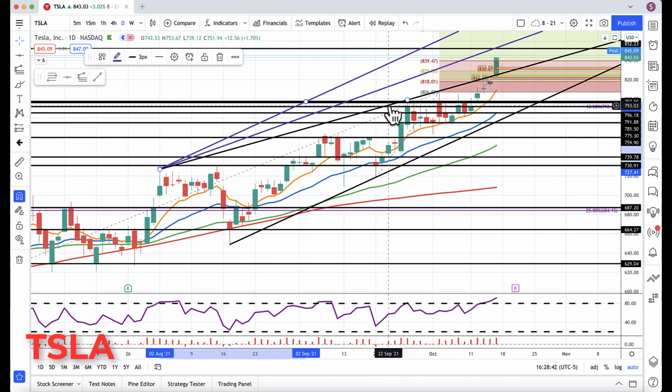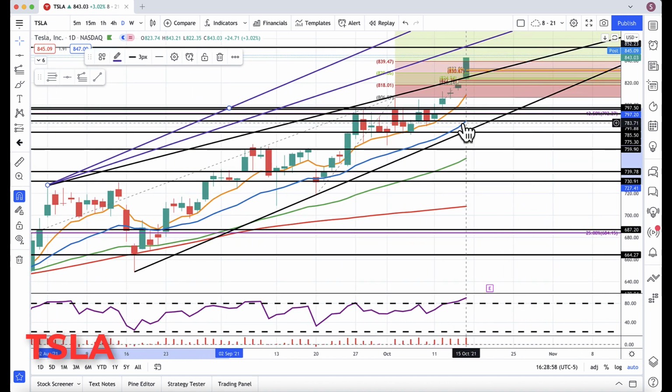So here's the rising wedge pattern. You can see this black line and this black line. The bottom comes from the anchor point from the 17th of August. The top is from the anchor point of the 2nd of August, and it narrows out. There are essentially two things you can do: break out to the upside or break down to the downside.